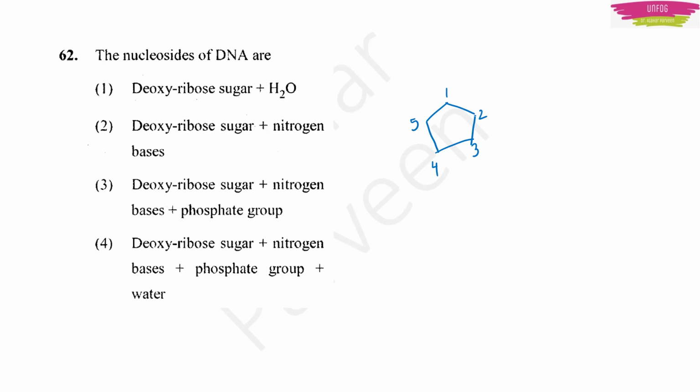And this nucleotide has one sugar and one nitrogenous base which is joined to the first carbon. We'll show this nitrogenous base with N, and a phosphate group which is present on the fifth carbon, and we'll show it with P. So nucleosides are made up of, we'll write it in a formula.